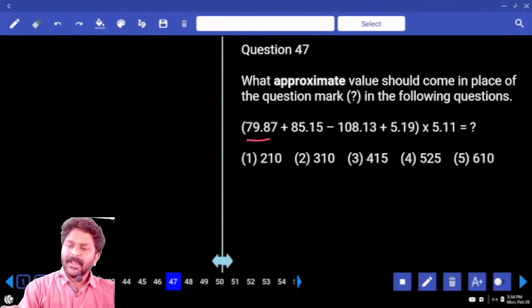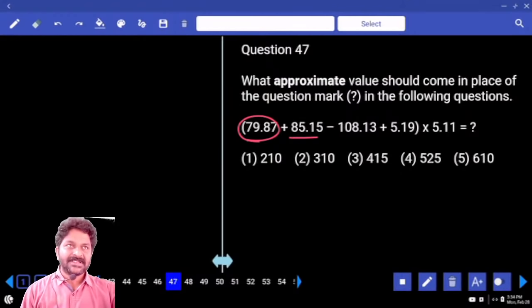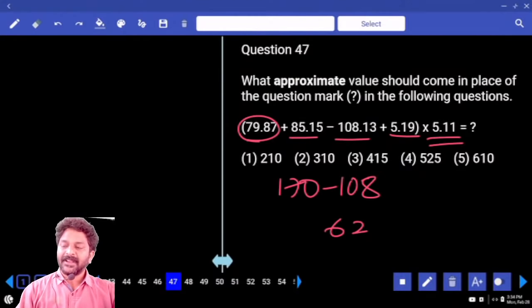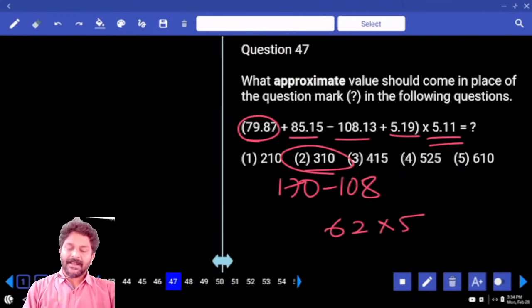Right. 80 approximately. 80 plus 85. 165 plus 5. 170 minus 108. 62. And then after that we have multiplication with 5. How much is that? 310.